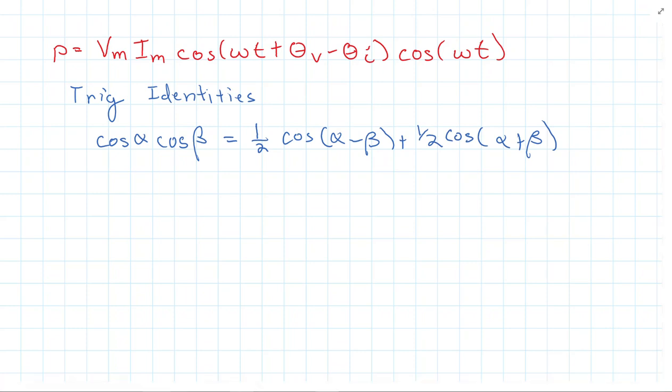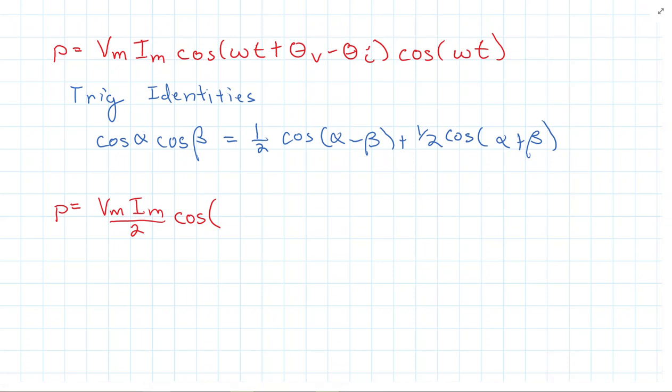Alright, so if we do that, what do we get to do here? Well, we get to write the power then is going to be Vm Im over 2 cosine, well, this would just be cosine, now it's alpha minus beta, so we have to be careful here.